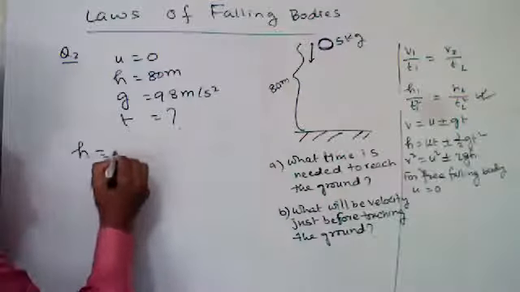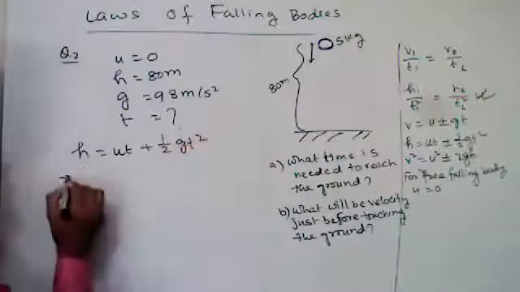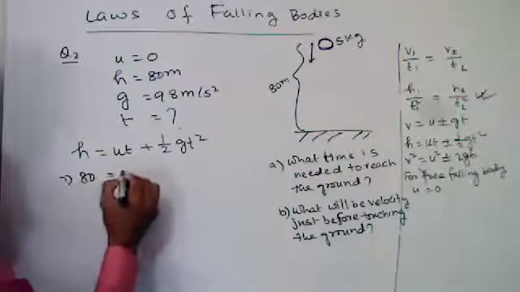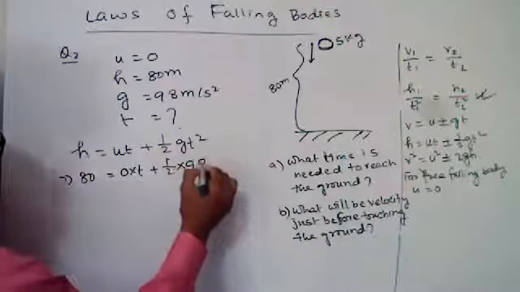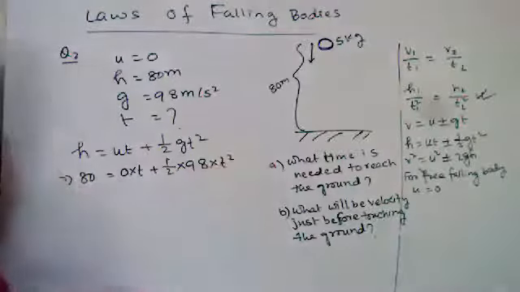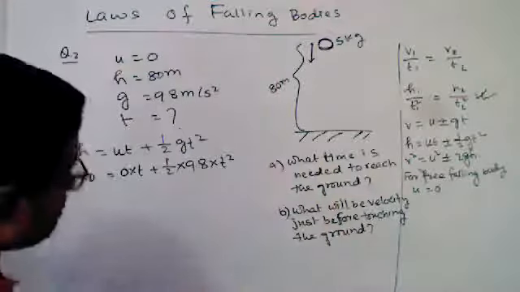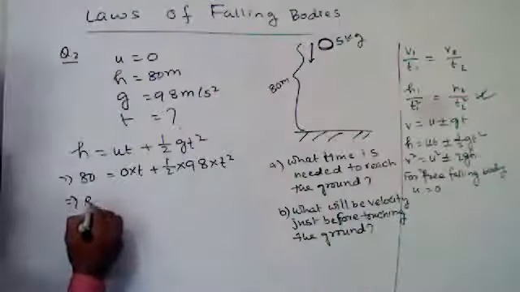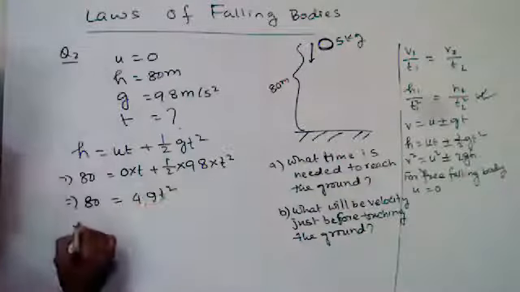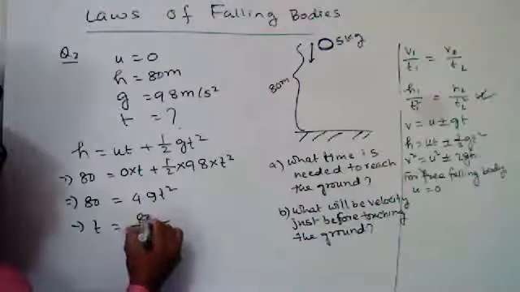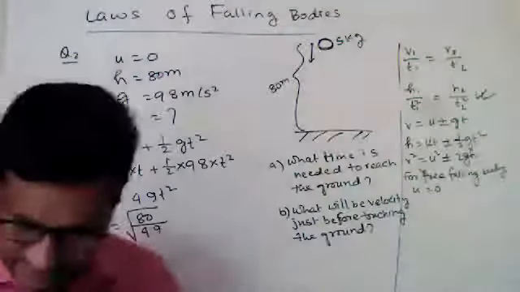From this, we can write h equals ut plus half of gt squared, so 80 equals 0 into t plus half into 9.8 into t squared. This is because this is the falling body. For a falling body, h equals ut plus half of gt squared. So 80 equals 4.9 t squared, so t will be the root of 80 by 4.9. Okay, understand?